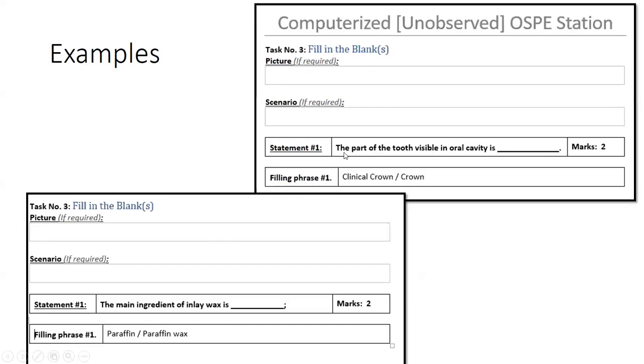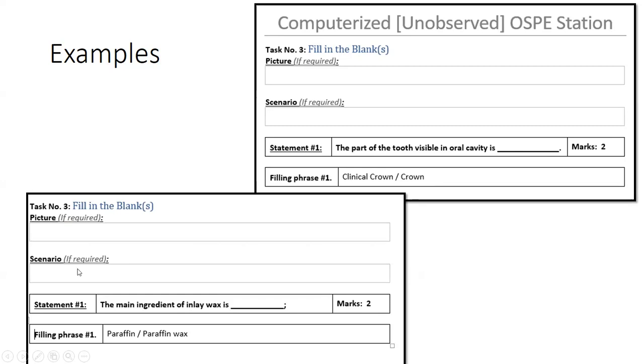These are the examples. The part of the tooth visible in the oral cavity is dash. So clinical crown can be an answer. A crown can also be an answer. Second, the main ingredient of the inlay wax is dash. So paraffin can be the answer. Paraffin wax can be the answer. So only wax cannot be the answer, so you haven't mentioned it here. As many responses as you think a student can give that can be correct, you have to mention here. And you have to mention the marks for it.